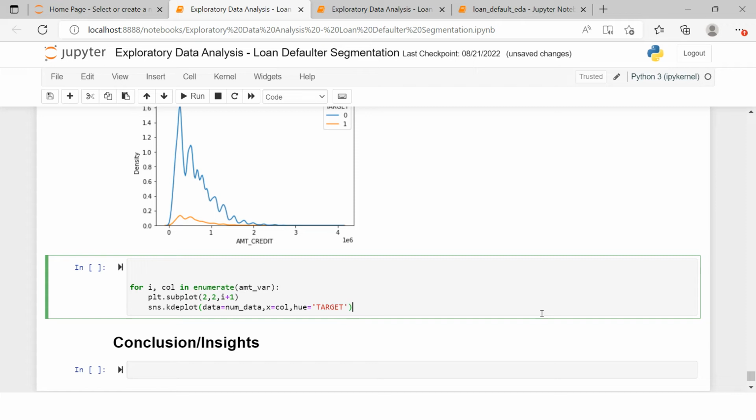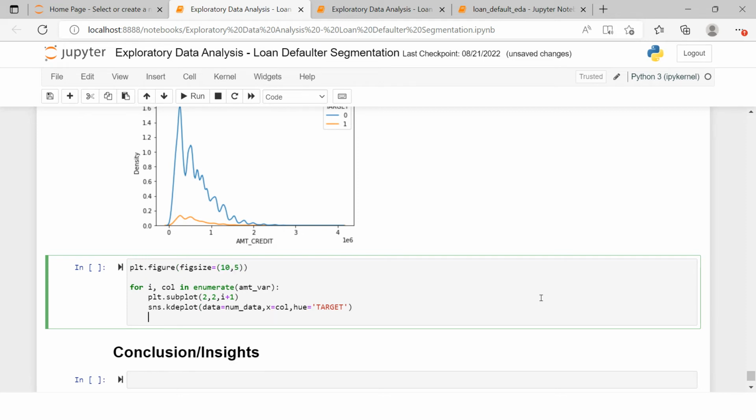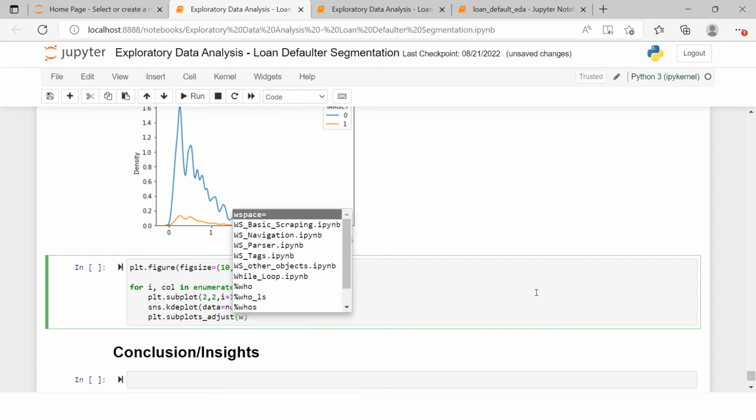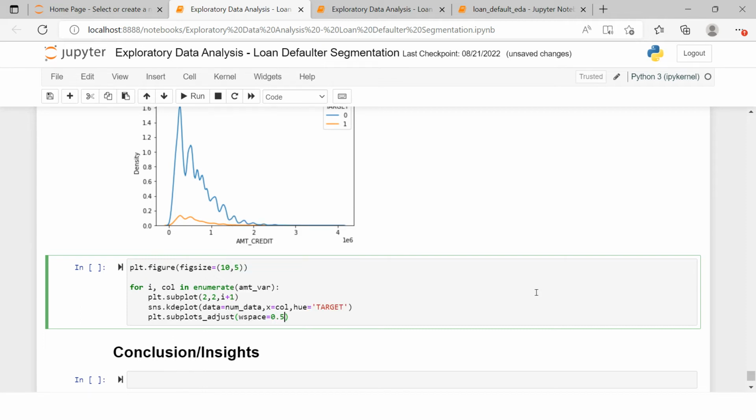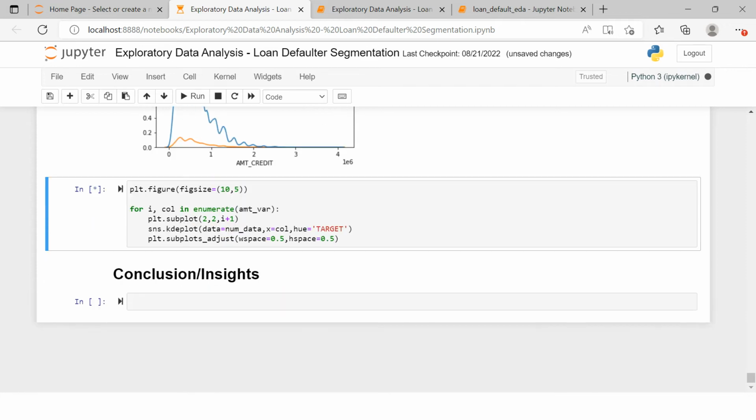All right, so we are done, but there's some decoration which we need to do, that is plt.figure, otherwise it won't look good. And here I would say figsize, 10,5, and then I'll give some spacing between the charts. plt.subplots_adjust, and there I would say wspace, which I would put 0.5, and hspace I would put 0.5.